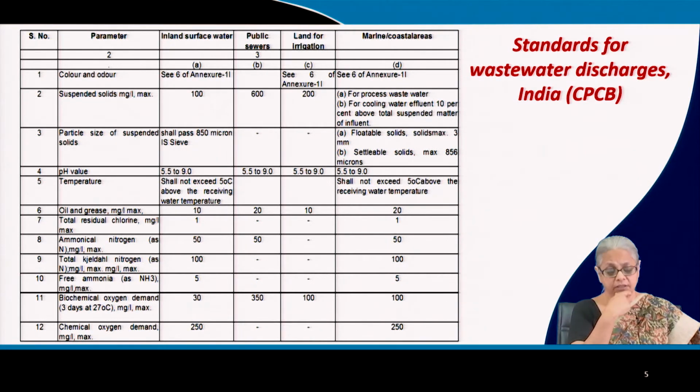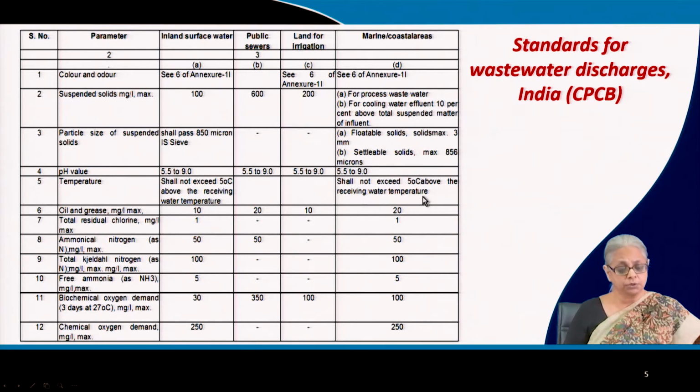There are several issues which I'm not going to go into here, but that was one major issue that I wanted to highlight, that these are 4 different categories of standards depending on where the wastewater is to be discharged. That is one point. And then we have ammoniacal nitrogen, total Kjeldahl nitrogen, free ammonia, biochemical oxygen demand for 3 days at 27 degrees centigrade, and the chemical oxygen demand. All the parameters that I showed you in the previous slide, the discharge standards for each one of them are shown here.